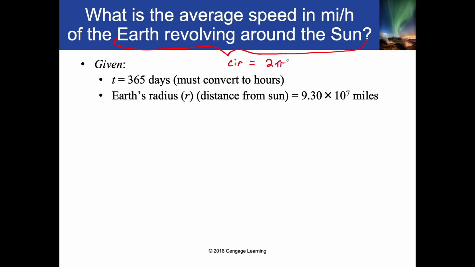2 pi r. Just so you know, if you didn't know this already, if you're looking for the area of a circle, it's pi r squared. If you're looking for the volume of a sphere, it's pi r cubed. But right now we're just doing circumference. So we know that we need that formula. Let's just take this one step at a time.